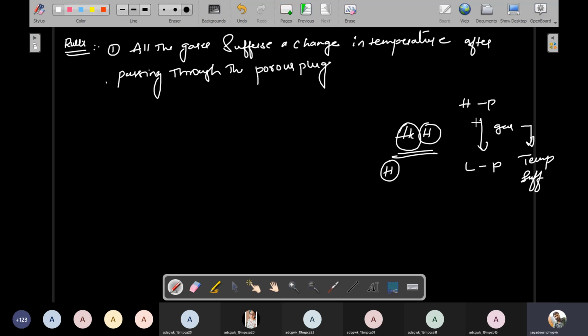Except helium and hydrogen, remaining all gases, from higher pressure to lower pressure, if the gas is traveling from higher pressure to lower pressure through any porous plate, through any adiabatic walls like porous plates, then the gas must be cooling. That the gas must be cooling means its temperature changes. The first result. Now the second result.